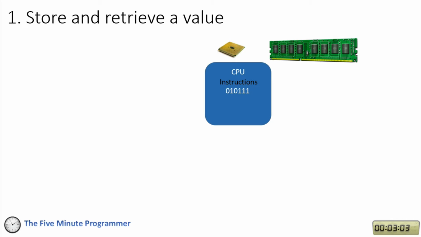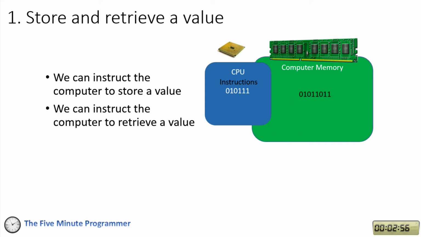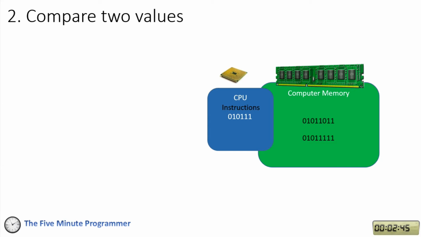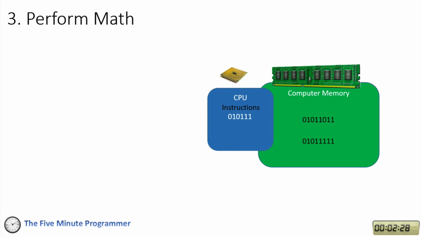First of all, we can store and retrieve a value. So in computer memory, if we have a value, it gets put in memory. We can get it back out of memory. Now you'll notice that everything that goes into memory, what we might think of as a value like the number 1, is actually binary. Now when you program, you're not going to have to program in binary. We've already talked about that, but I'm just showing this to illustrate what happens actually in the computer. Next, it can compare 2 values. So we can determine, are they the same? Is one greater than the other? Is one less than the other? And so on.